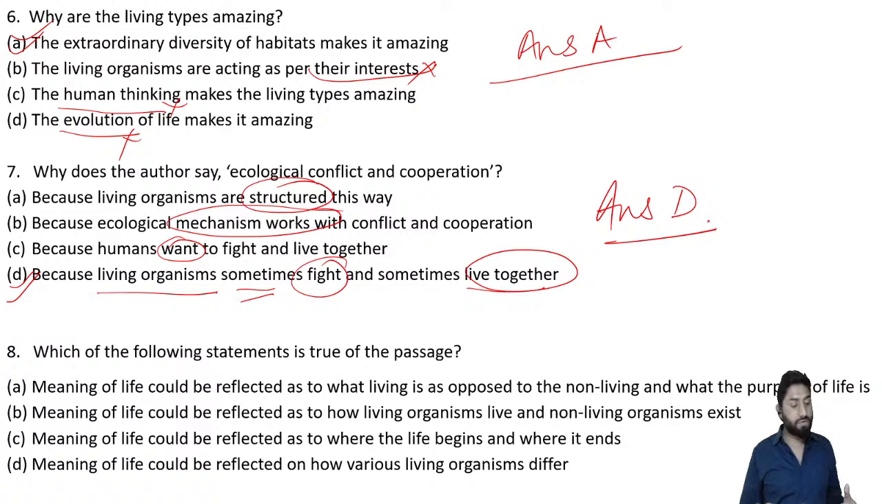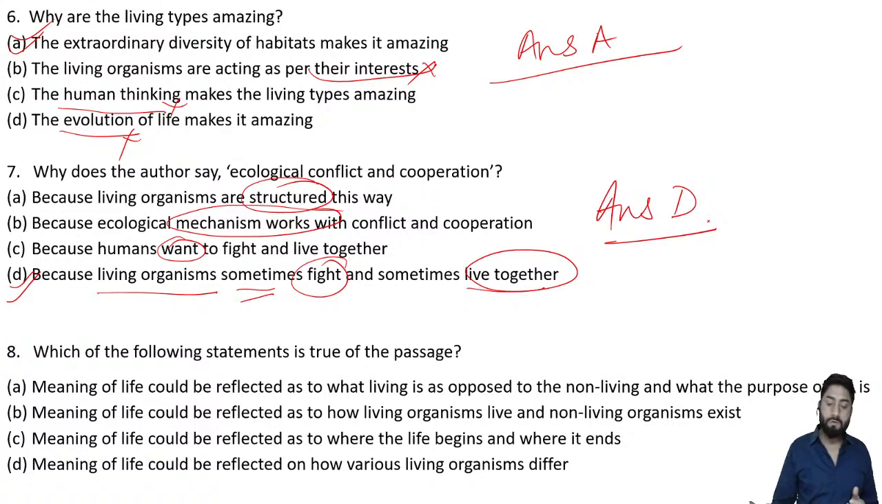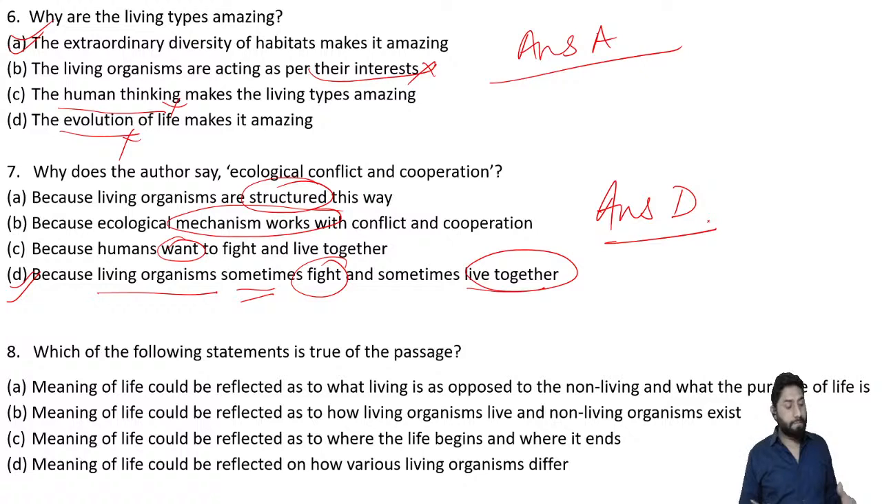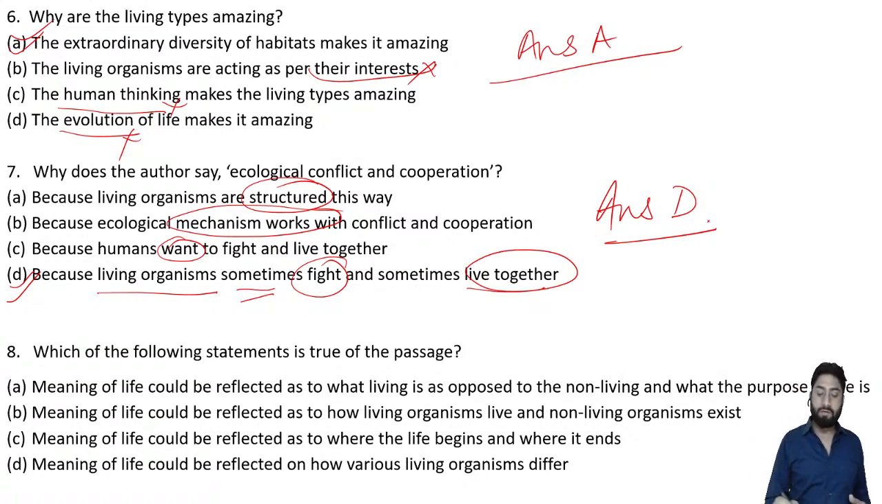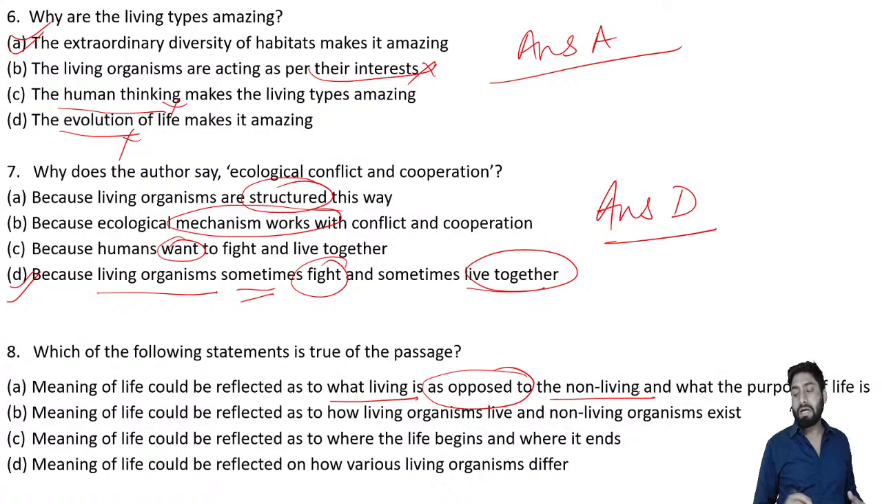Come to the eighth one. Which of the following statements is true of the passage? Meaning of life could be reflected as to what living is as opposed to non-living. What living is as opposed to the non-living, and what the purpose of life is. Meaning of life could be reflected as to how living organisms live and non-living organisms exist. Meaning of life could be reflected as to where the life begins and how it ends.